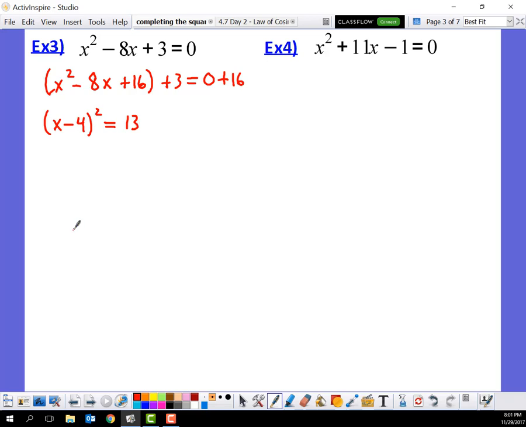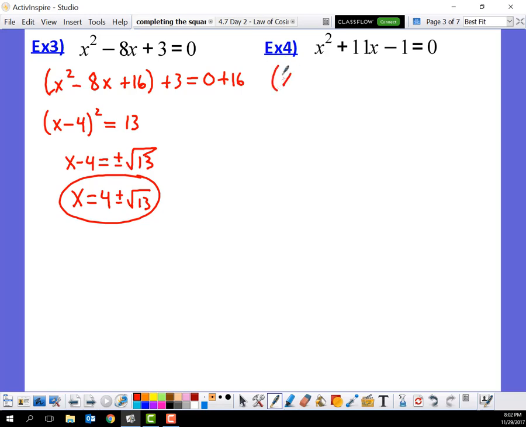When I subtract the 3, square root both sides, we get x minus 4 equals plus or minus the square root of 13. Add 4, x equals 4 plus or minus root 13. Final answer. Check yourself if you got that right. Now for example 4, same kind of concept. We're going to first create our perfect square trinomial.